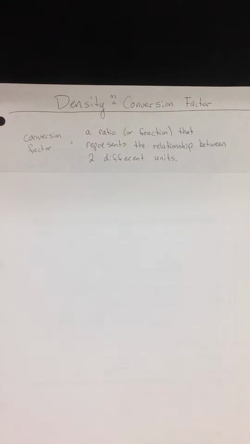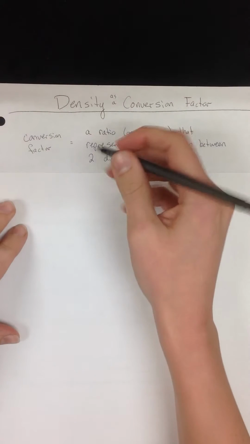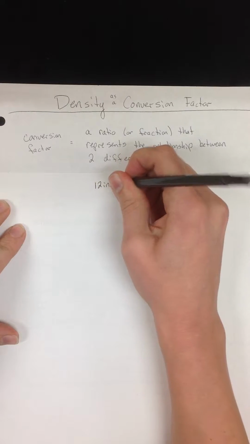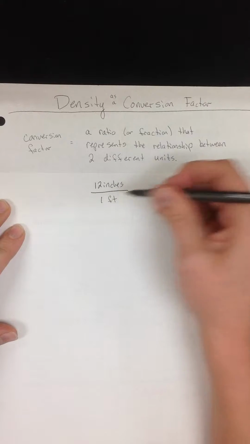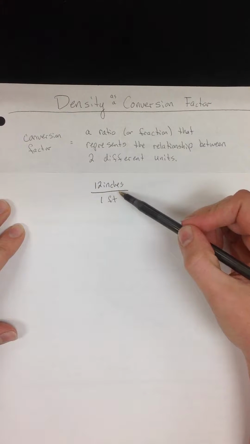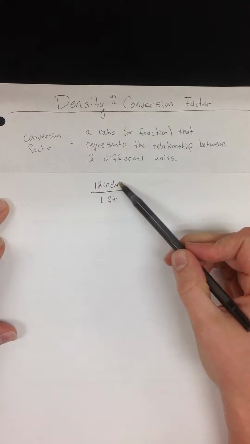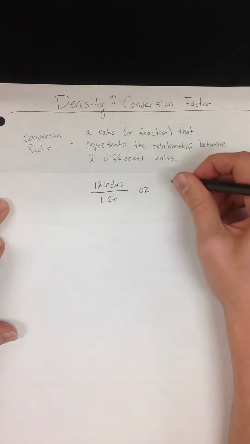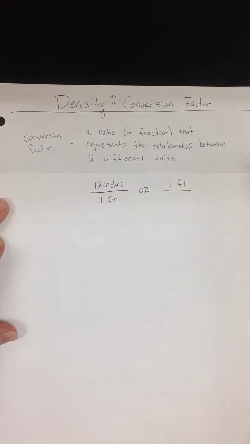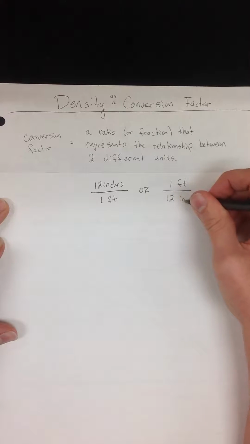A conversion factor is a ratio, which is also written as a fraction, and it represents the relationship between two different units. For example, if I wanted to write a conversion factor for feet and inches, I could say that there are 12 inches in 1 foot. That would be a ratio, a relationship between those two different units. I could also write this as 1 foot is in 12 inches.